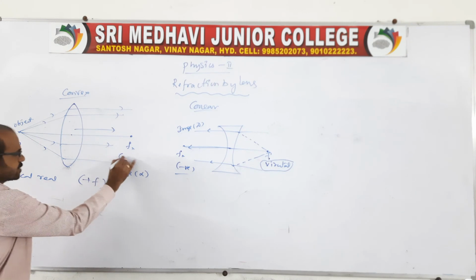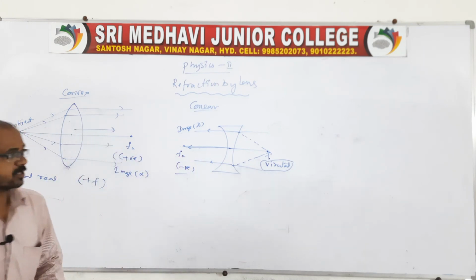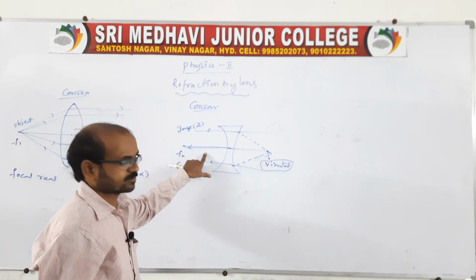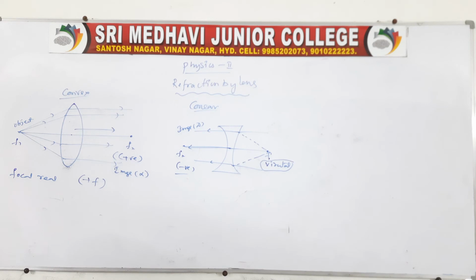Here we can say it is a positive focal point, and in this case we can take it as a negative focal point, because it is measured opposite to the rays. This is very important here, remember. Clear? The focal points are very important, and here we should consider only the second focal point.